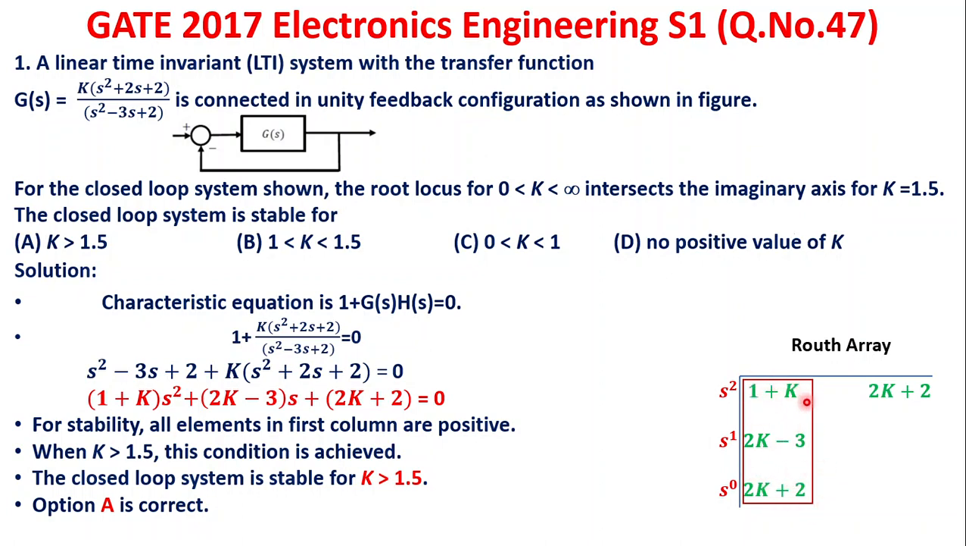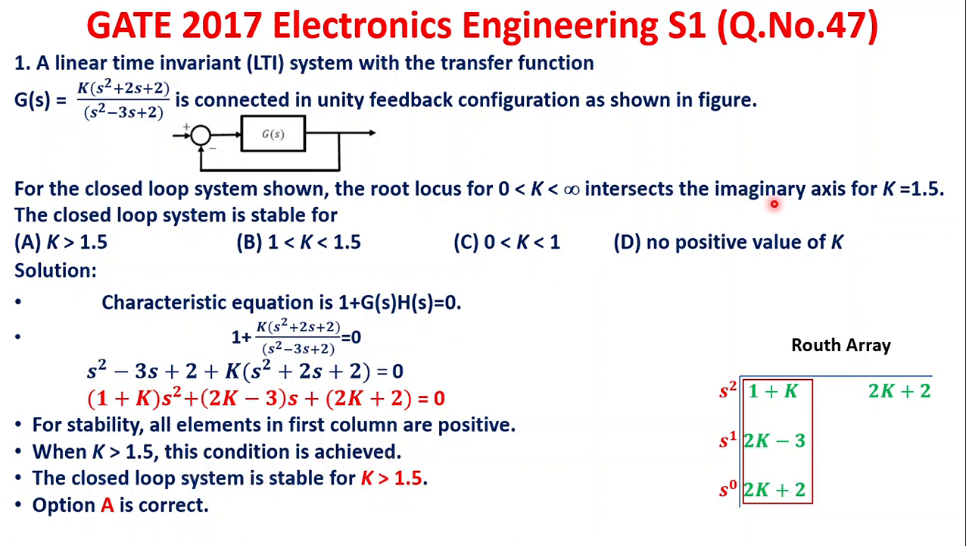This will be positive when k is greater than -1. This will be positive when k is greater than -2. And this will be positive when 2k is greater than 3, that is k is greater than 1.5. So when k is greater than 1.5, all of them are positive. Therefore, k greater than 1.5 is the correct option for the closed loop system to be stable.